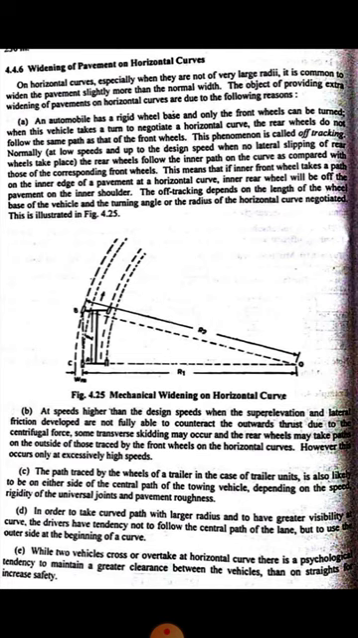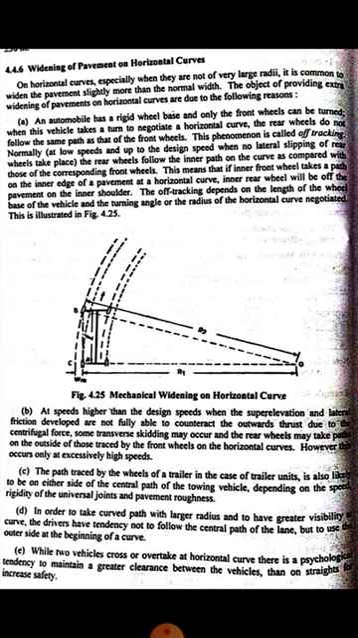Second, at a speed higher than the design speed, the super elevation and lateral friction developed are not fully able to counteract the outward thrust due to the centrifugal force. Some transverse skidding may occur and a rear wheel may take a path on the outside of that traced by the front wheel on a horizontal curve. However, this occurs only at excessively high speed.